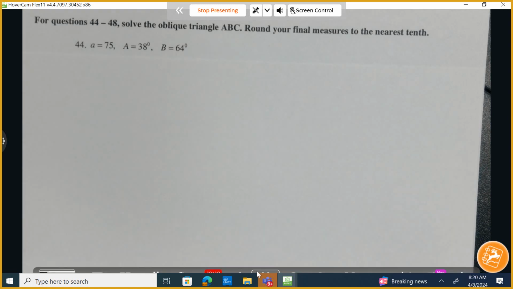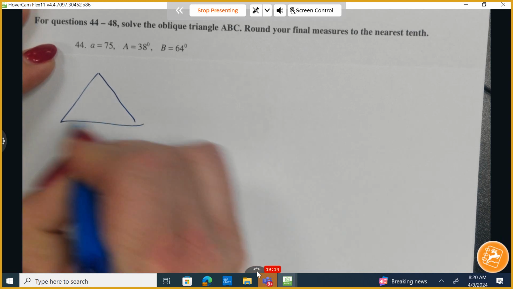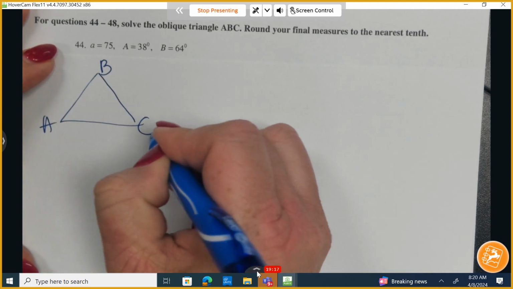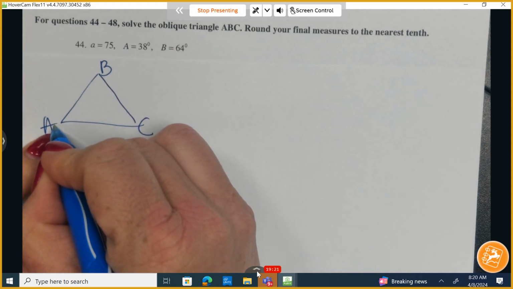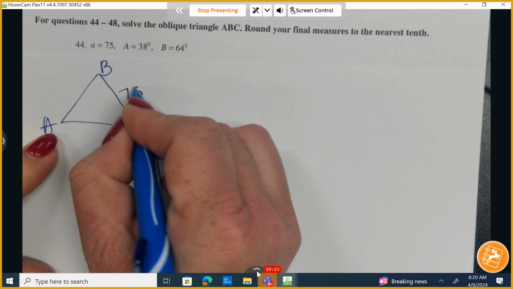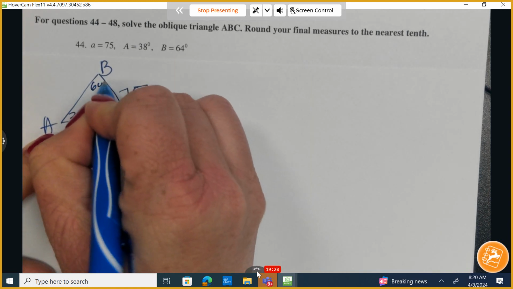Okay, let's take a look at problems 44 through 48. Let's start by drawing ourselves a triangle and labeling it A, B, and C. Let's do it the same together here, A, B, and C. Now let's fill in what we know. Opposite of angle A is side A, so this is 75. Angle A is 38. Angle B is 64 degrees.